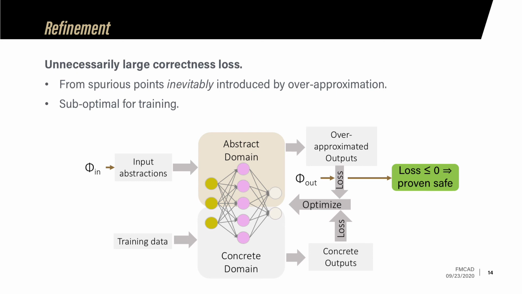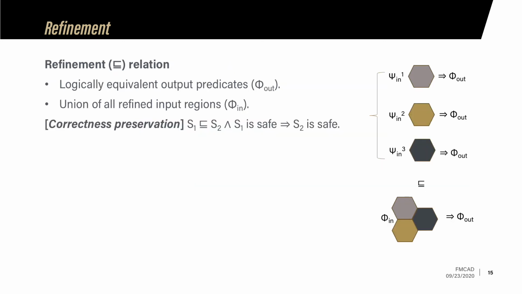To mitigate this issue, we propose to add yet another edge to the ART framework of correct by construction training, which is to refine the input abstractions based on the exact same loss with respect to the safety constraint phi out. Our notion of refinement here targets the input abstraction. Basically, it splits the input into smaller regions. See the right diagram, for example.